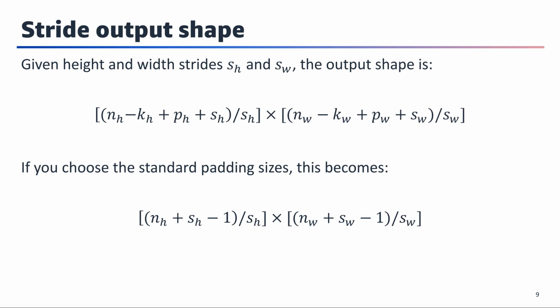Here is the mathematical formula to calculate the output shape given the height and width strides, SH and SW respectively.